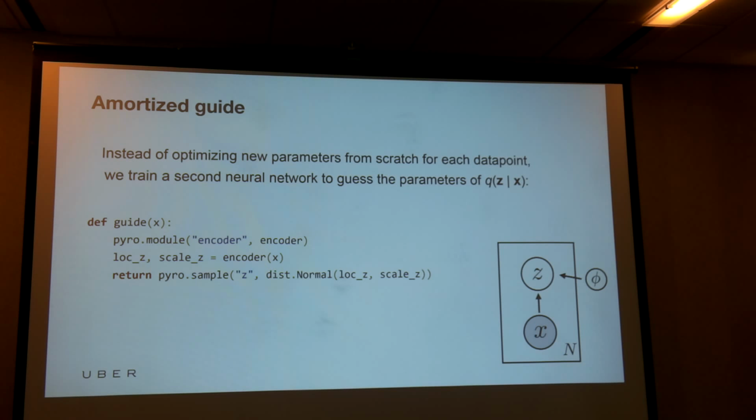So this is a very important idea, and I think I'll try to spend a little bit more time on it. Instead of optimizing new parameters from scratch for every data point, we're going to train a second neural network, we'll call an encoder, in analogy with our decoder neural network in the model, to guess the parameters of the normal distribution in our guide. So now the guide depends explicitly on the data, not only through the parameters, but it's actually a function of the data.